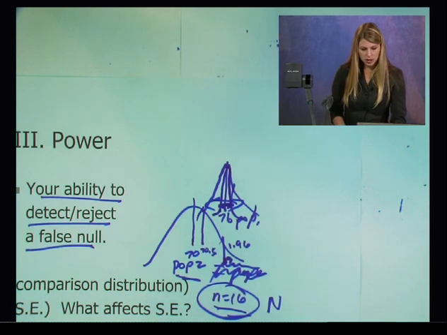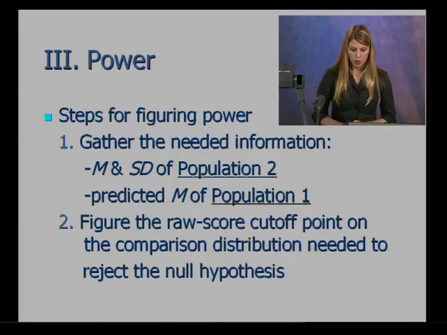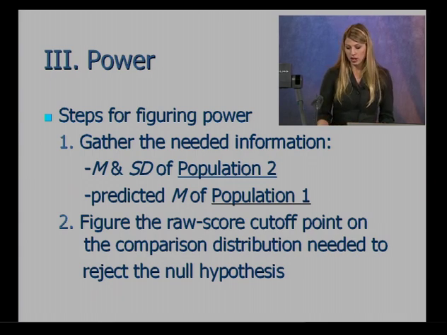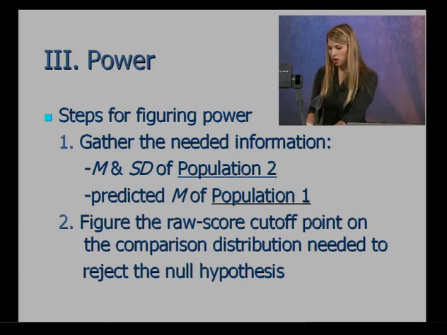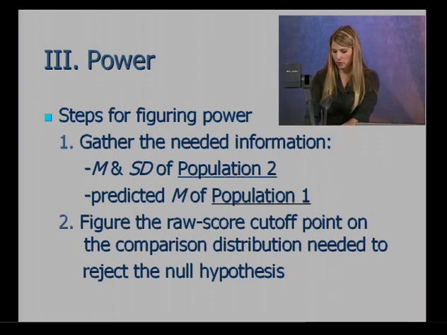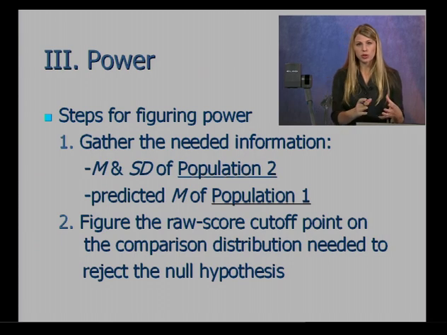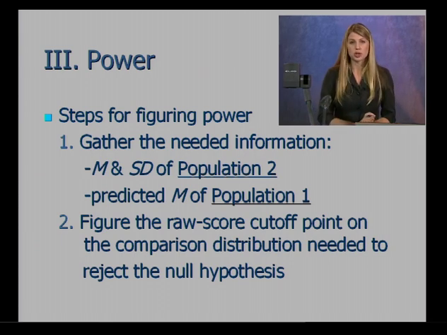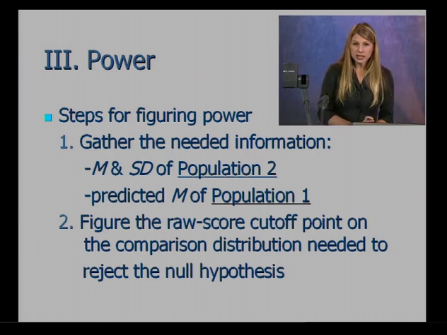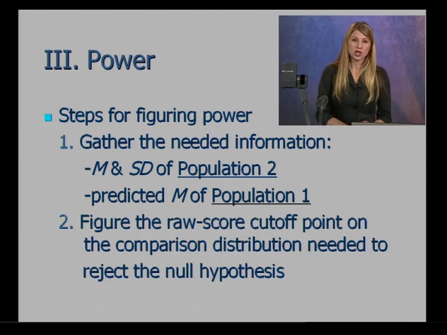So let's look back at our lecture, let's look at the steps for figuring out power. First, you want to gather the information needed. You want to get the mean and the standard deviation of population 2. So first you do population 2. You need the mean and standard deviation of population 2 and the predicted mean of population 1.